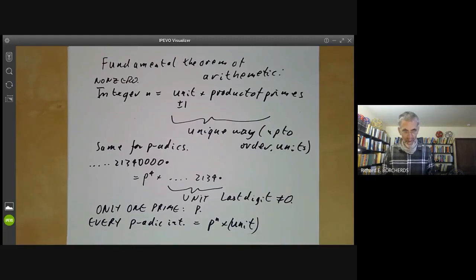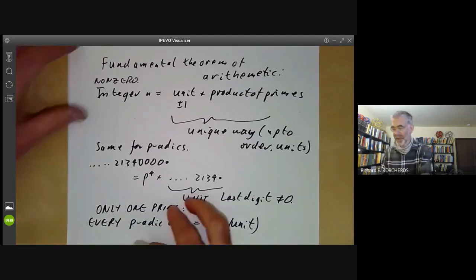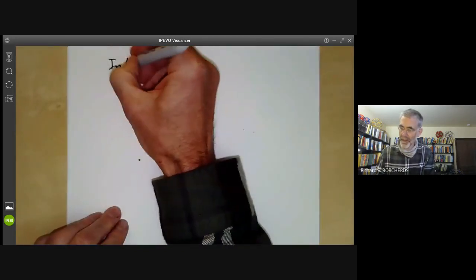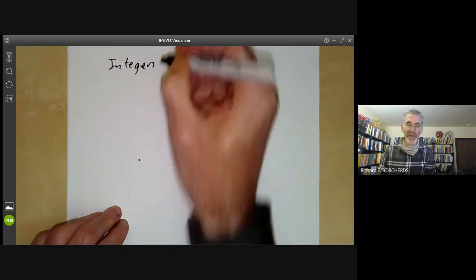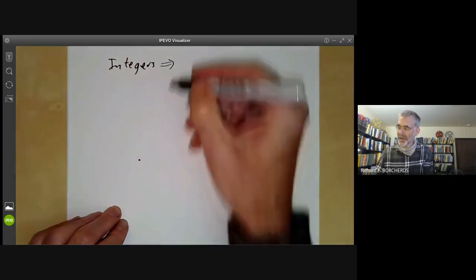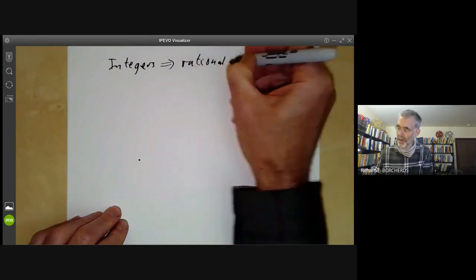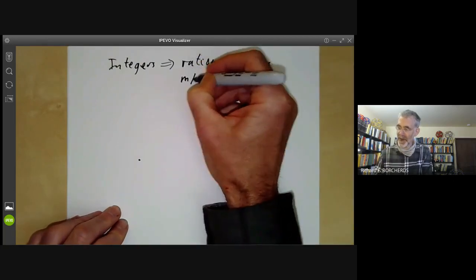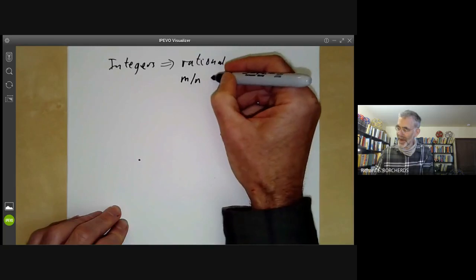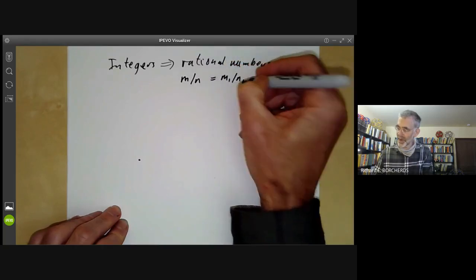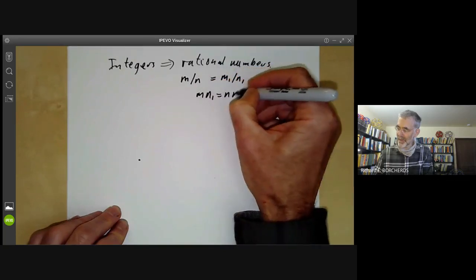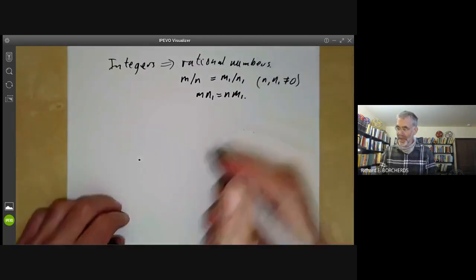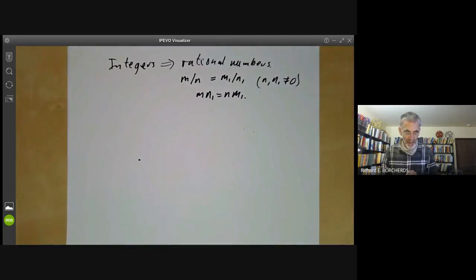So next, for the integers, we can construct the rational numbers. So if we've got integers, we can't always do division of integers, of course. Well, if you want to do division, we have to go to the rational numbers. So you can think of a rational number as being a sort of pair of integers, m over n, where m over n is considered to be the same as m1 over n1 if m n1 equals n m1. Here, n and n1 are not zero, of course. So this allows you to do division by all non-zero integers.